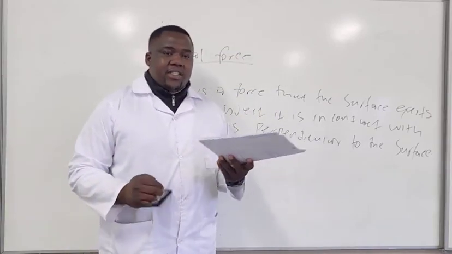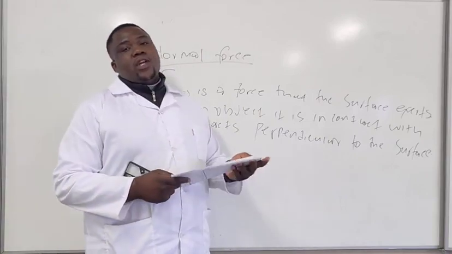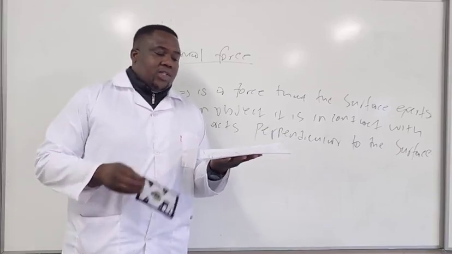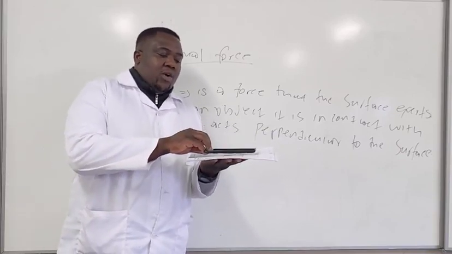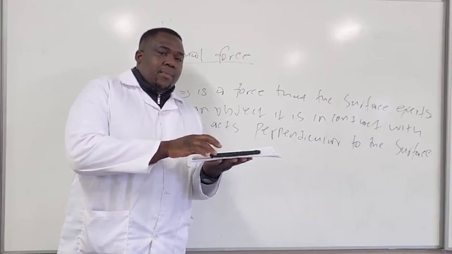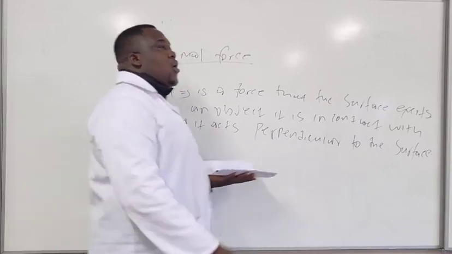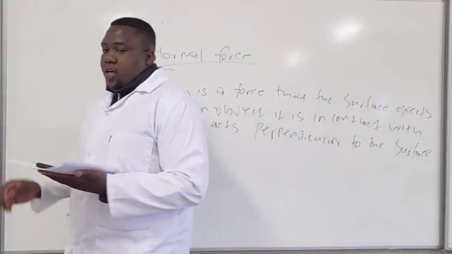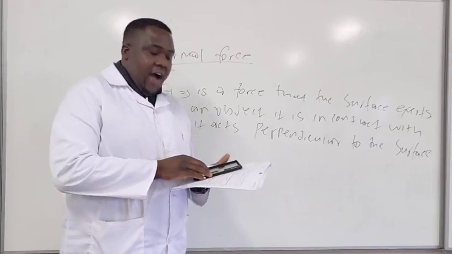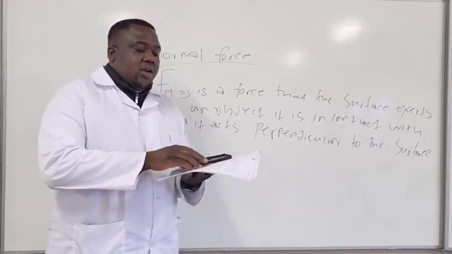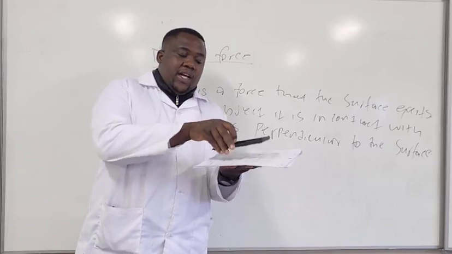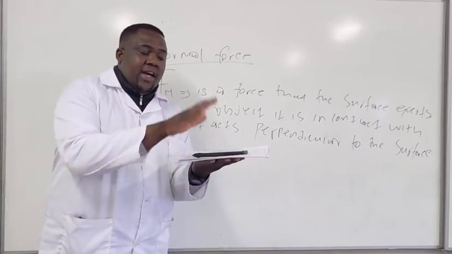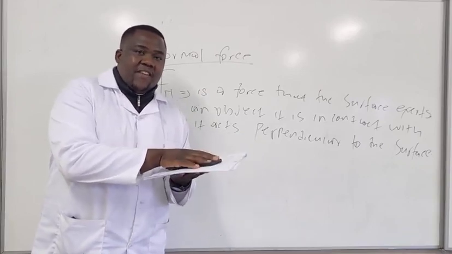Normal force is a force that the surface exerts on an object. What do we mean by a surface? When we talk about the surface, we are talking about the place where an object is, that supports it. You see where I am walking, I'm walking on the surface. So when we talk about the surface, we are talking about where I am standing. The surface of this object is this paper. This paper is lying on the surface.